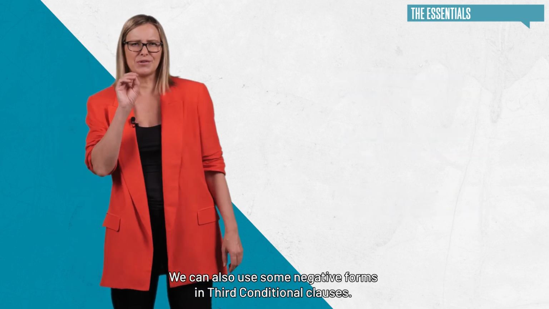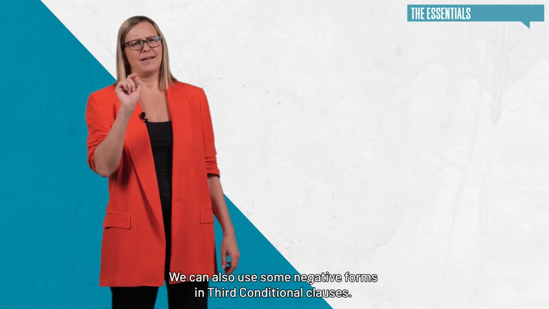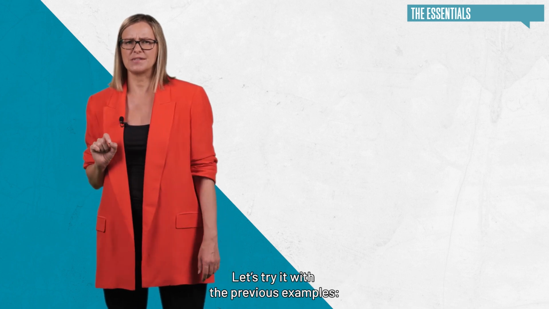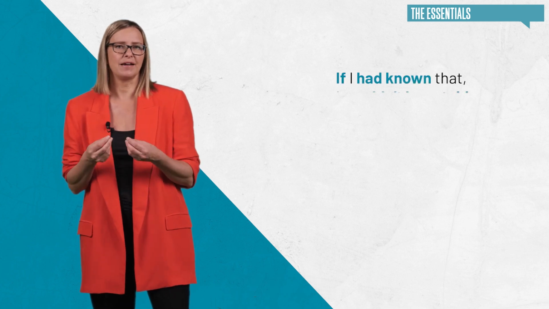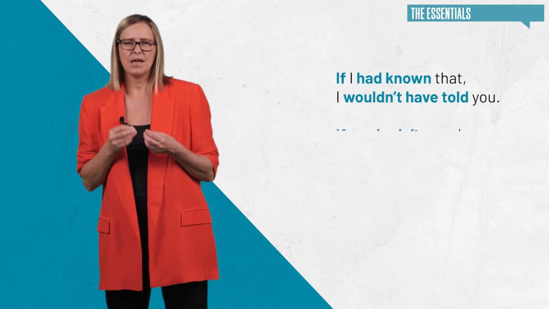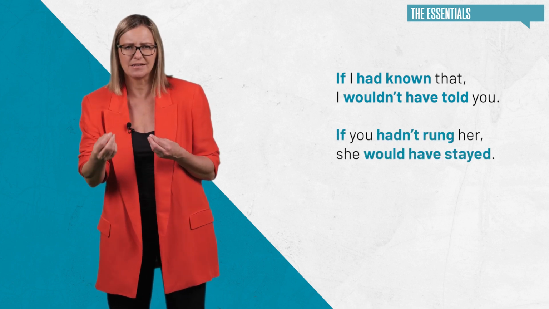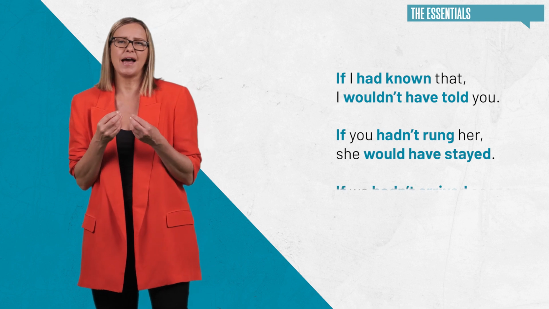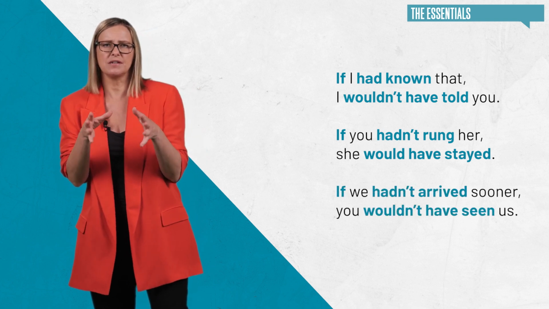We can also use some negative forms in third conditional clauses. Let's try it with the previous examples. If I had known that, I wouldn't have told you. If you hadn't rung her, she would have stayed. If we hadn't arrived sooner, you wouldn't have seen us.